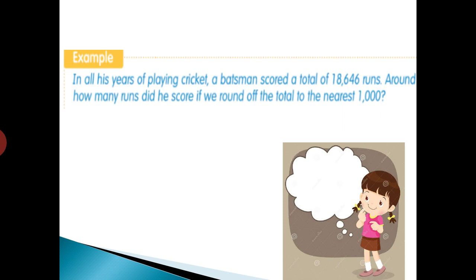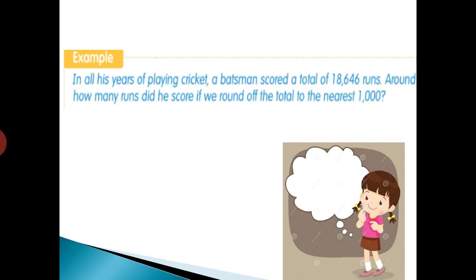So now one more example. In all his years of playing cricket, a batsman scored a total of 18,646 runs. How many runs did he score if we round off the total to the nearest thousand? It means the number given to us is 18,646, and we have to round it off to the nearest thousand. So children, what do you think? What will be its nearest thousand?